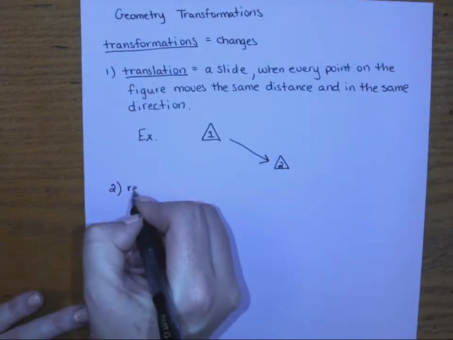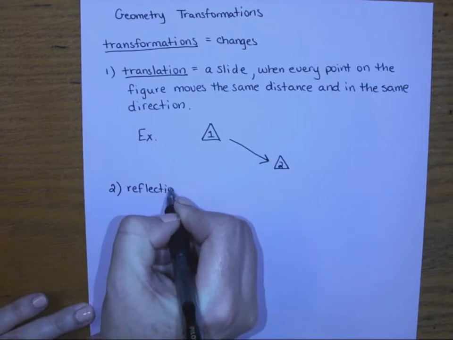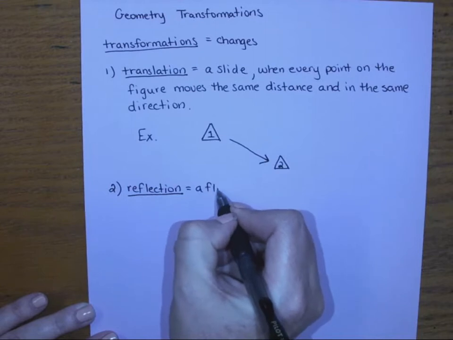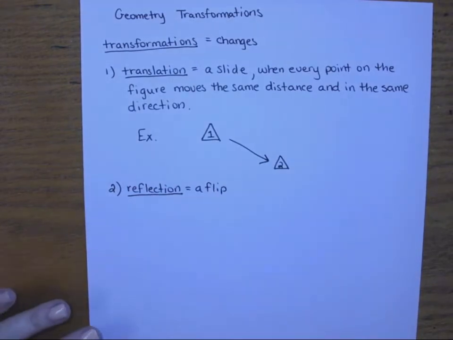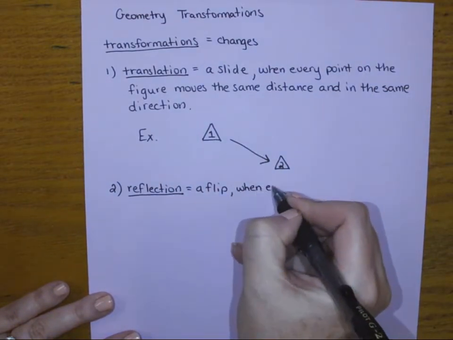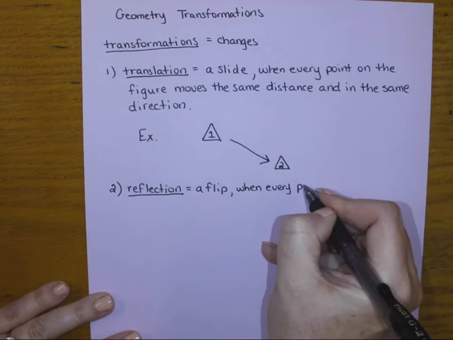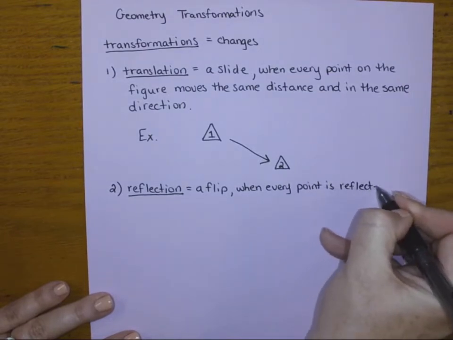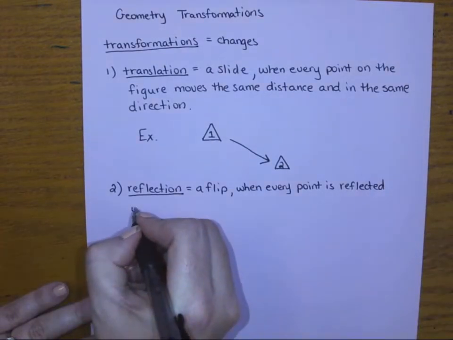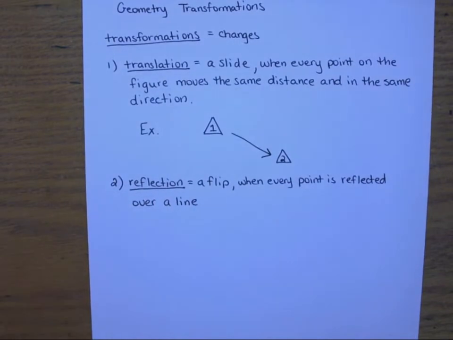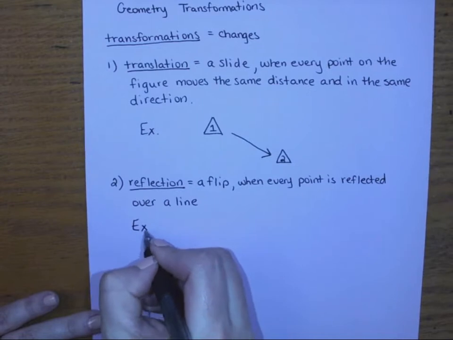The second type of change that we can have is a reflection. So a quick way to describe a reflection is just a flip. Usually it's a flip over a line of some sort. So it's a flip, but it is more specifically when every point is reflected over a line. Okay, so this one's a little more specific.